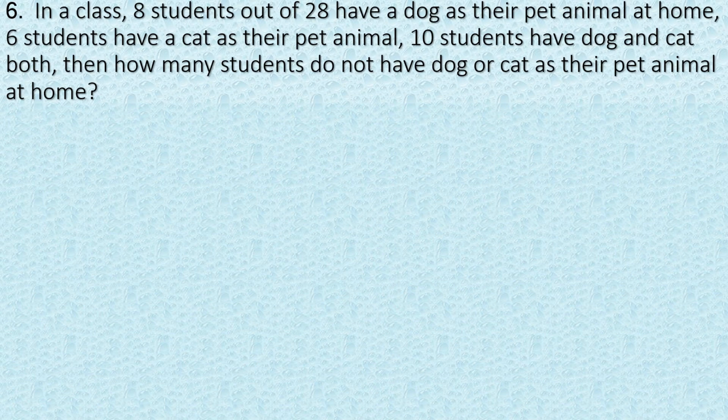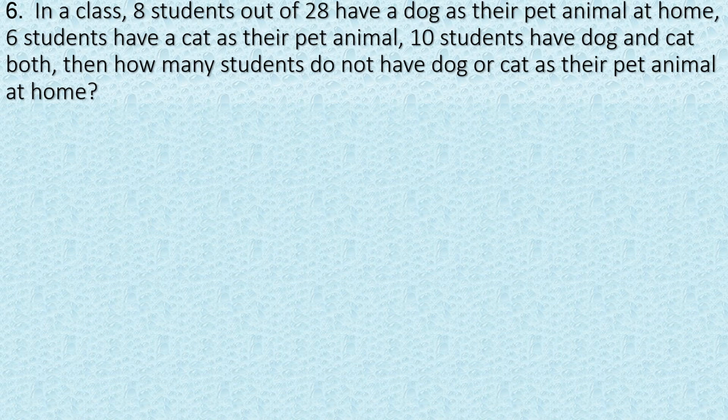The question is, in a class, 8 students out of 28 have a dog as their pet animal at home. 6 students have a cat as their pet animal. 10 students have dog and cat both. Then, how many students do not have dog or cat as their pet animal at home?